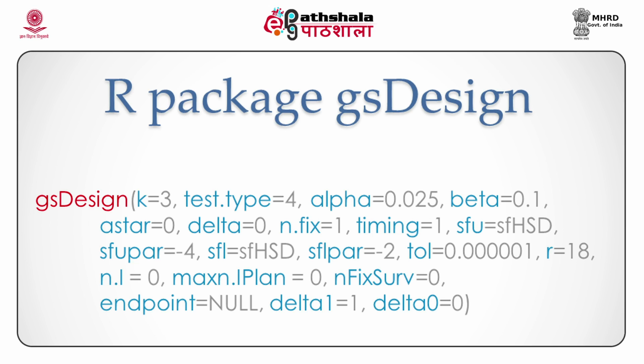nFixSurv is used if a time to event variable is used. Endpoint is an optional character string that should represent the type of endpoint used for the study. delta, delta1 and delta0 may be used to store information about the parameter scale, and delta0 is the null hypothesis parameter value on the natural parameter scale. In the next module, we shall consider these options, the output and implementation of the gsDesign using an example.